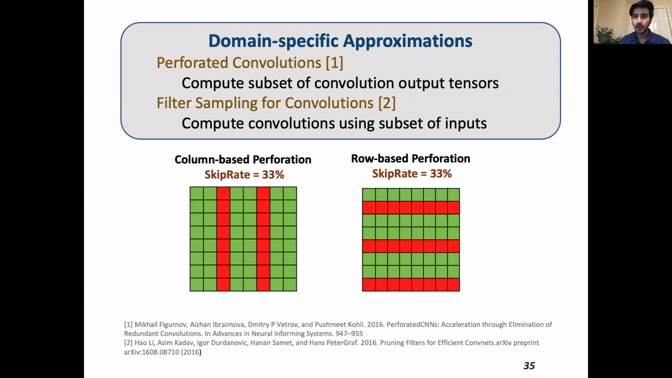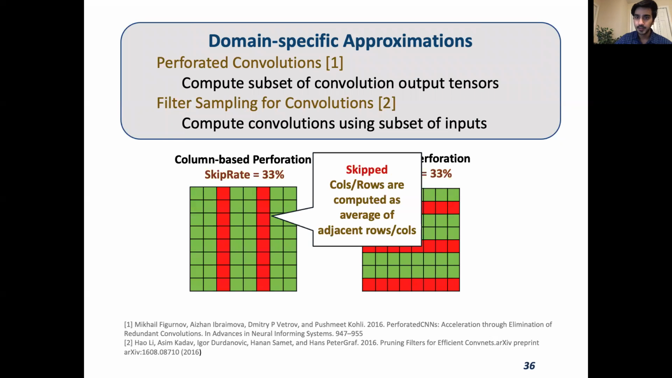The figures here show how perforated convolutions work. On the left is column-based perforation, where a subset of the tensor output columns are fully computed and some columns are skipped. The skipped columns shown here in red are then interpolated and computed as an average of the neighboring columns. Row perforation on the right similarly applies to rows.